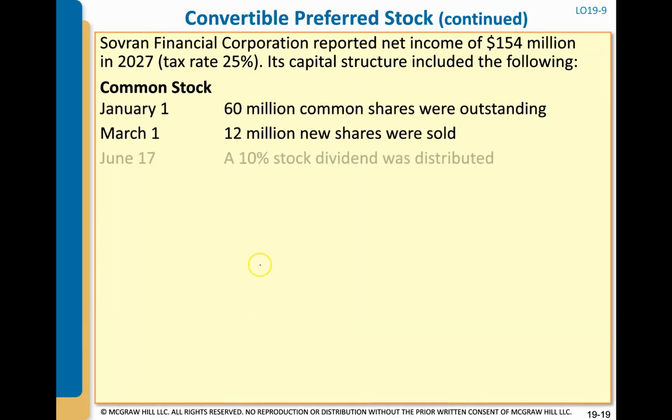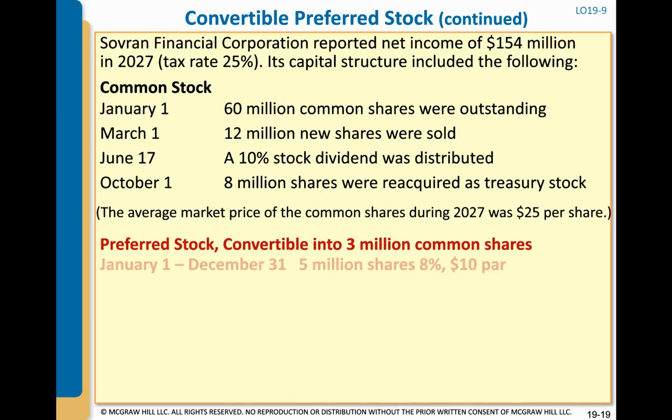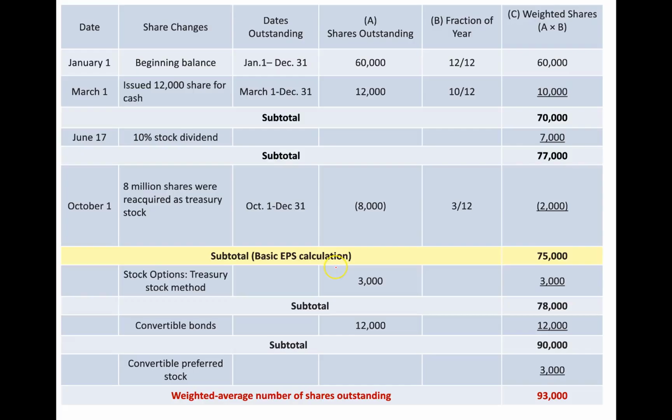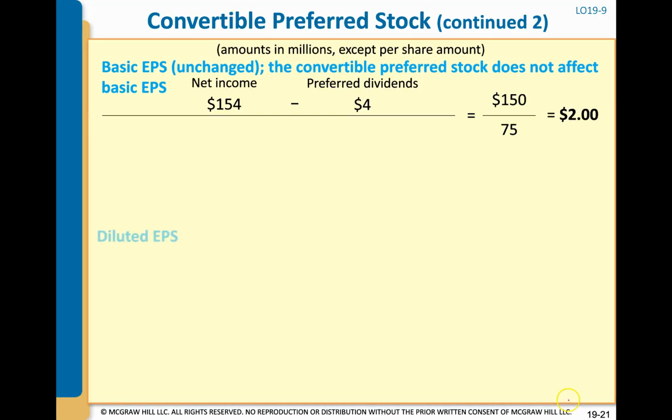So let's go through this example again, except now we have preferred stock that's actually convertible into 3 million shares of common stock, okay? And everything else is the same. Well, let's go back to our table. We left off where we had 90,000 shares outstanding, but now we've converted our preferred stock into 3 million shares. And so we add 3, and so now our weighted average number of shares outstanding is 93. So that's going to be our new denominator.